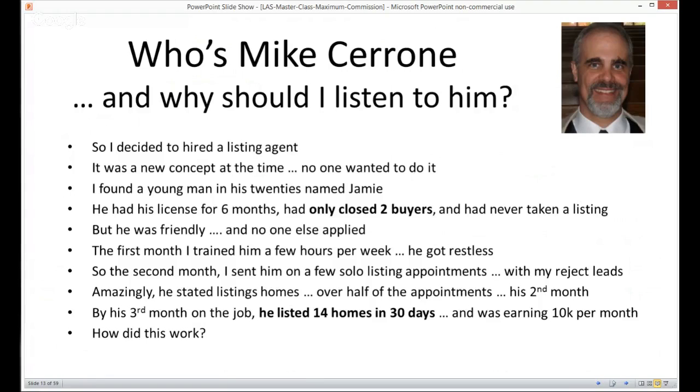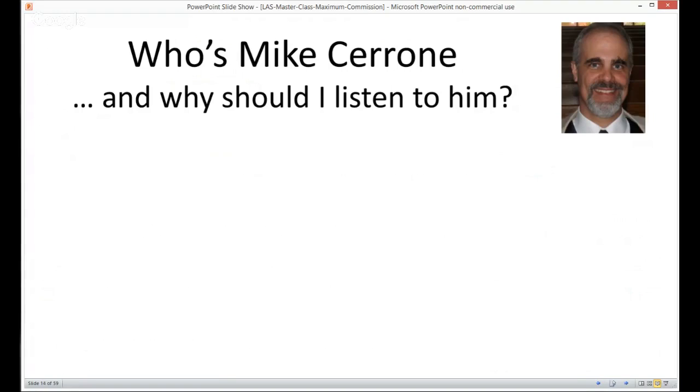So how did this work out? Well, modeling. Modeling is the key. I keep wanting to let you know that is the trick here. It's nothing more complicated than that. Just do what other people are doing. You know, I modeled the top agents. Jamie modeled me. We both had really quick success after we broke down and just said, okay, fine, let me see what everybody else is doing.